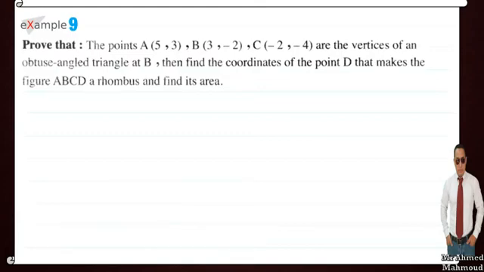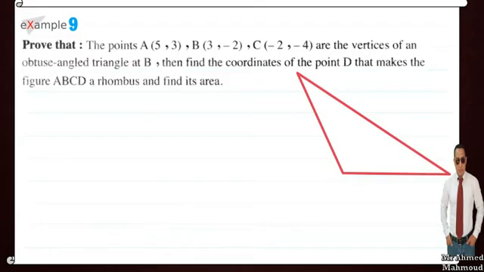Prove that the points A, B, and C are vertices of an obtuse angled triangle. Okay, now I will draw the triangle like this, and I will call it A, B, C. But first I need to prove that the triangle is an obtuse angle triangle. Okay, first I will start with AB.